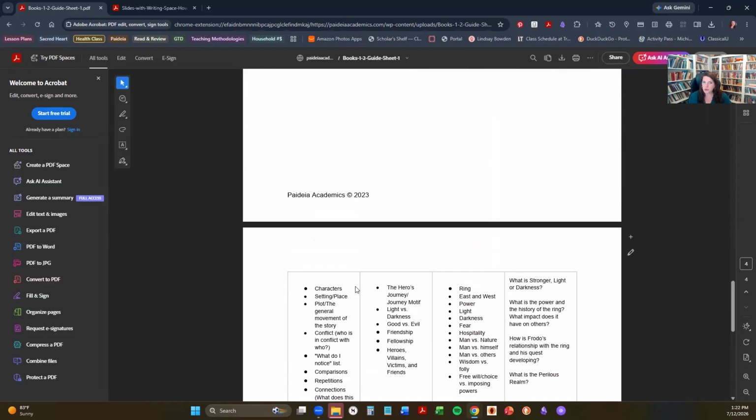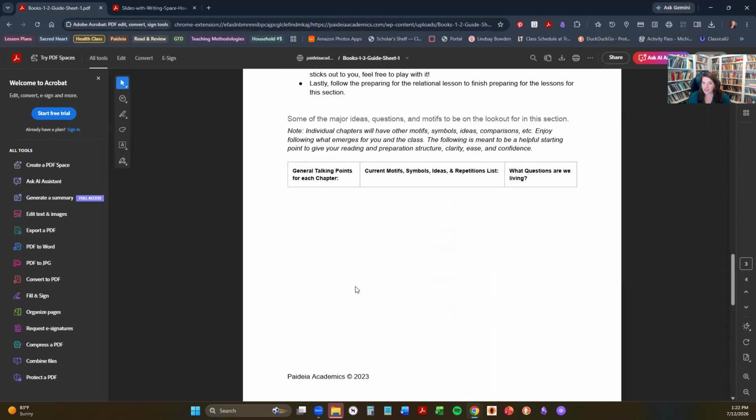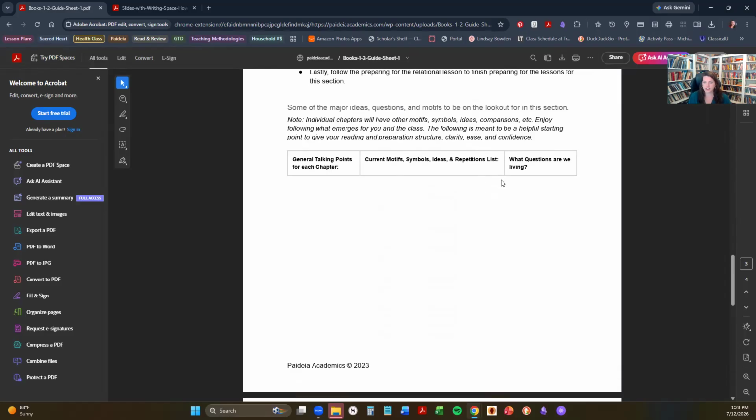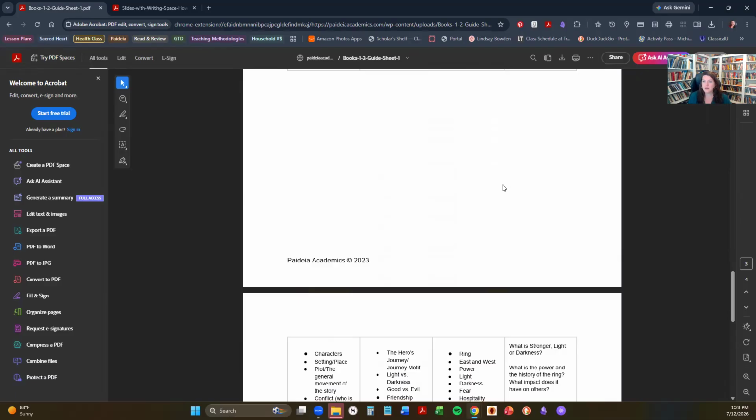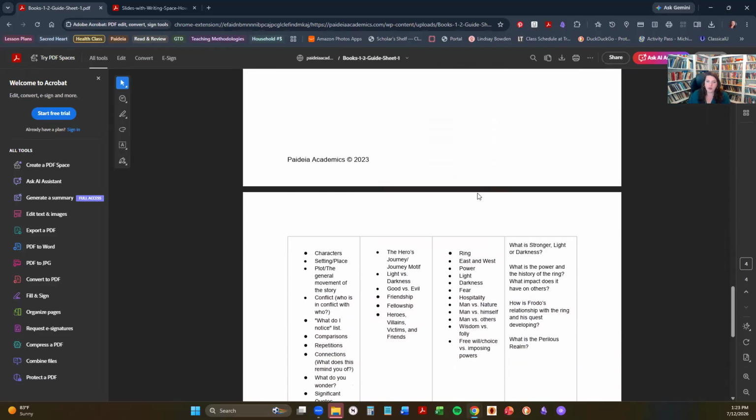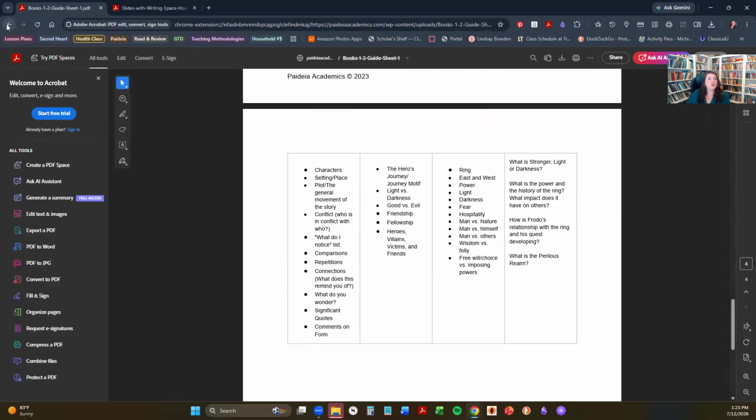I also include general talking points and common motifs, the more obvious motifs in each section, and then the questions that are pretty pronounced that we live together as a class. I've taught this middle school and high school, and you get that for every single book.